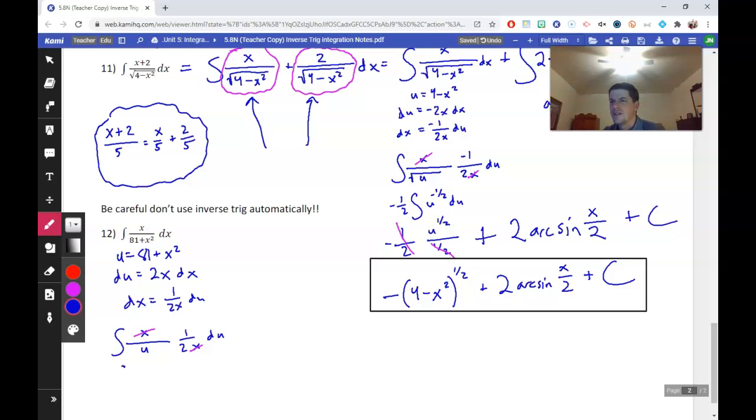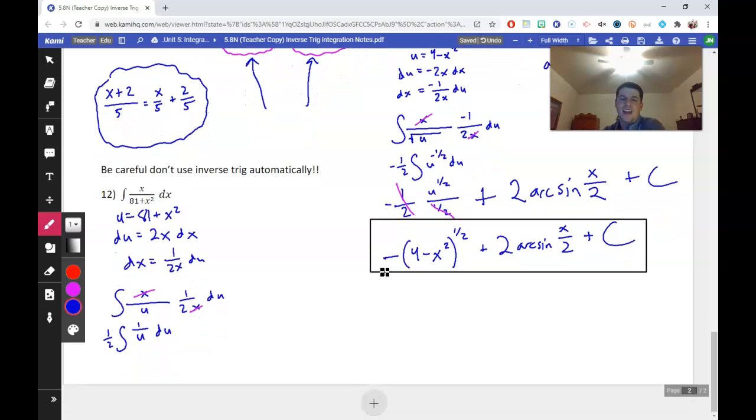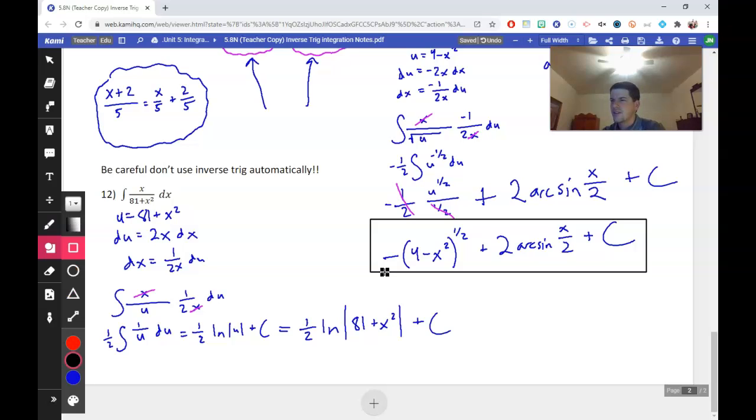What do we have? We have the integral of, let's put the 1/2 out in front, 1 over u du. I almost wrote u to the negative first. I've now gotten the habit of, nope, that is natural log of u. So 1/2 natural log of u plus c, which is really, what's our u? It's 81 plus x squared. 1/2 times natural log of the absolute value of 81 plus x squared. In this case, the absolute value is redundant because this part in here will always be positive, right? And we are done. Thank you guys for watching.